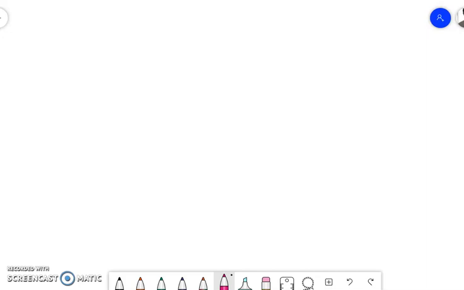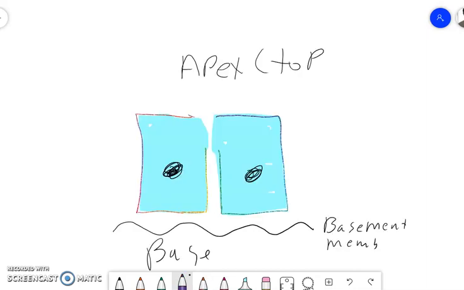Welcome to part 2 of our lecture on tissues. In the first part, we were just looking at junctions and how tissues are held together. So we have two cells here. We have cell A and cell B.